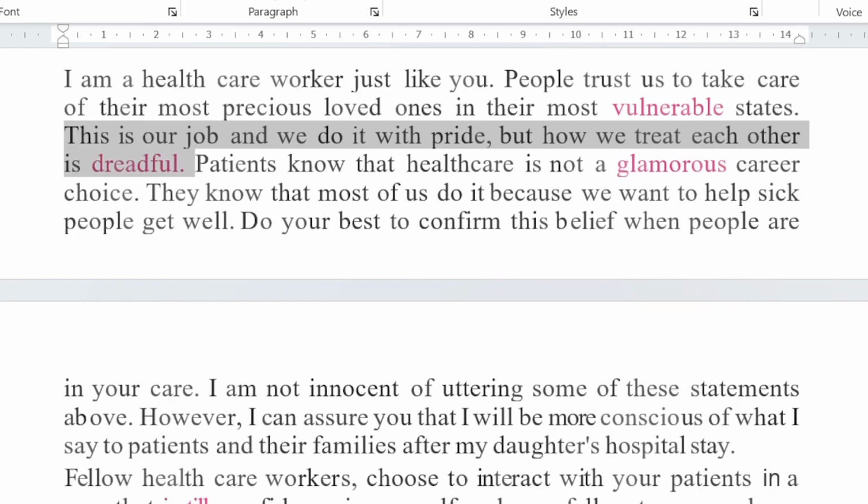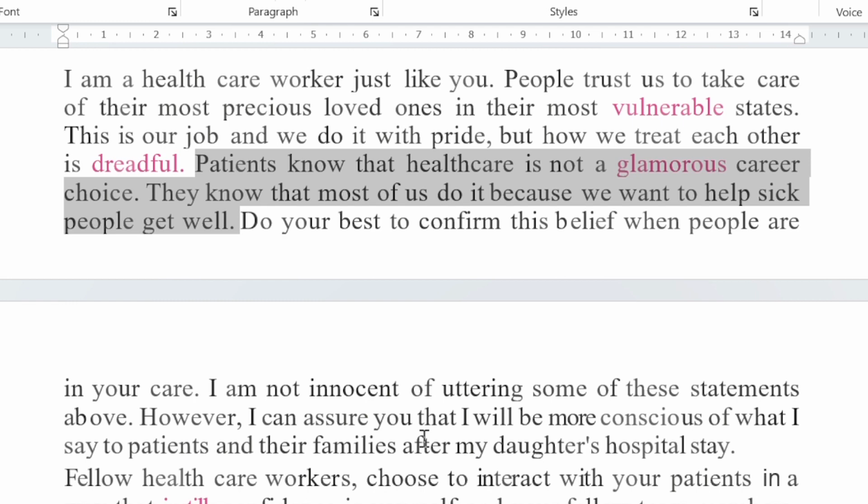This is our job and we do it with pride, but how we treat each other is dreadful. So the speaker acknowledges that taking care of patients is their job and they take pride in it. However, they also mention that the way healthcare workers treat each other is not good or pleasant. Patients know that healthcare is not a glamorous career choice. They know that most of us do it because we want to help sick people get well.